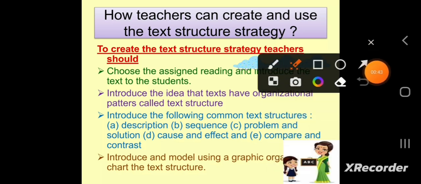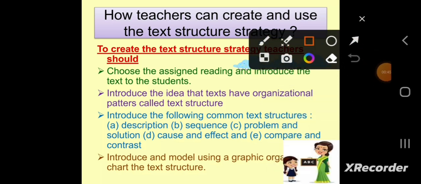Introduce the following common text structures. Description: provides detail about a topic. Sequence: lists events or steps in a specific order. Problem and solution: describes a problem and offers a solution. Cause and effect: shows how one event leads to another. Compare and contrast: highlights similarities and differences between items.